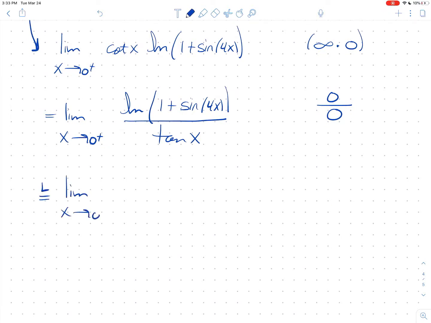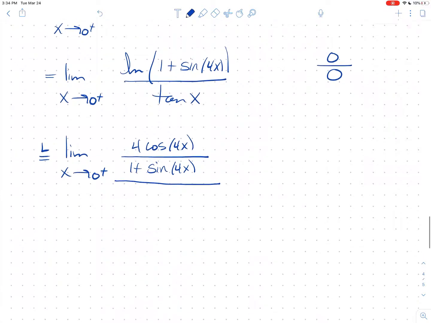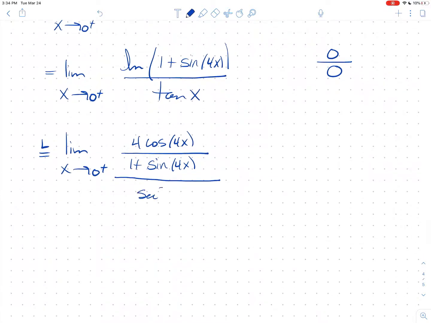So this is the limit as x goes to 0 from the right, the derivative of the top. Let's pause and think about that. Pause the video, think about how you take the derivative of the top. Hopefully you know the rule. When I have a derivative of the natural log of something, it's the derivative of the inside over the inside. So this is just 4 cosine of 4x over 1 plus the sine of 4x. Okay, then I do L'Hopital's rule, take the derivative of tangent now, and I get a secant squared x downstairs.